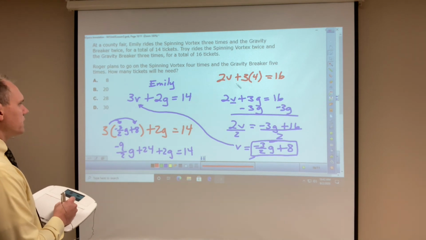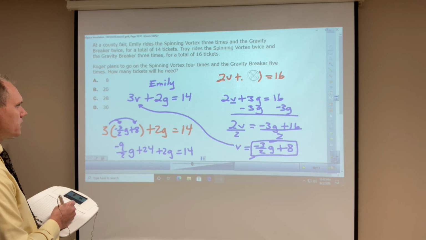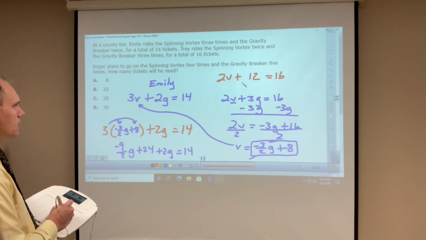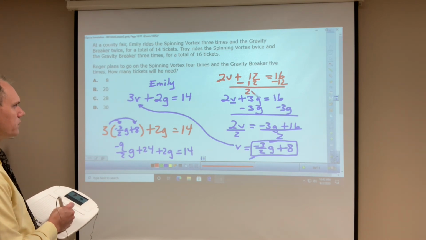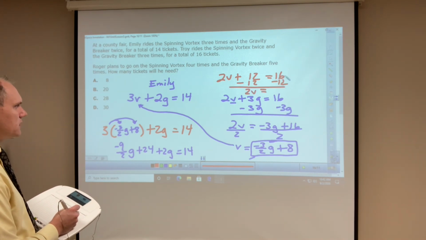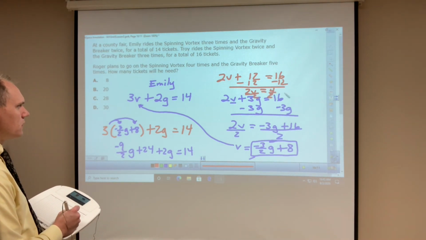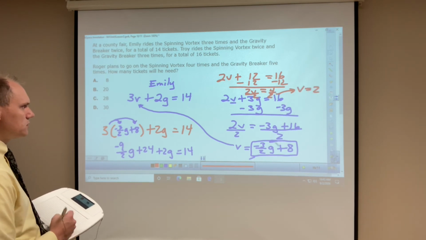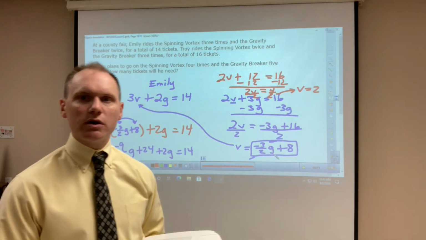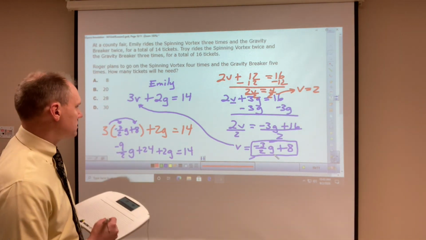So it's going to be 2V plus 12. So 3 times 4 is 12, right? So we can subtract 12 on both sides. That's going to be 2V equals 16 minus 12 is 4. So if we divide both sides by 2, running out of room here, V equals 4 divided by 2 is 2. So every gravity breaker is 4 tickets. Every spinning vortex is going to be 2 tickets.